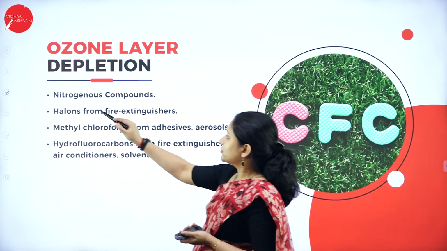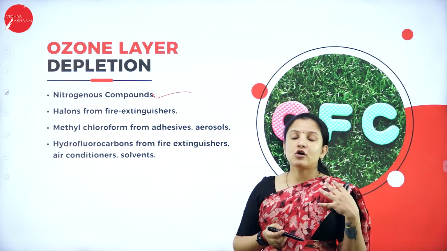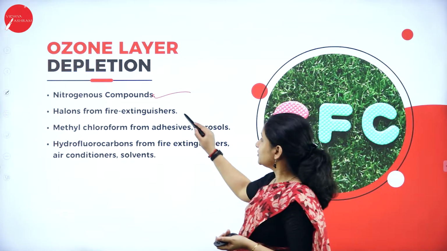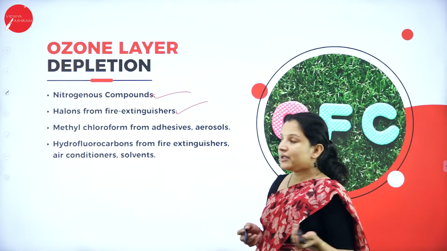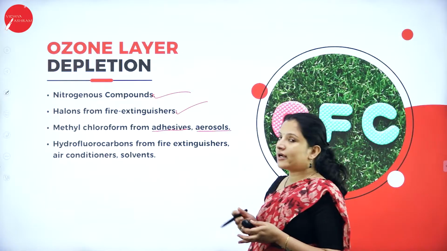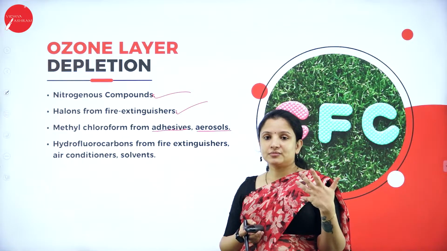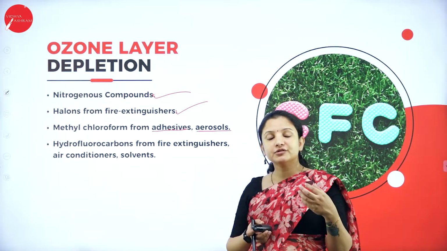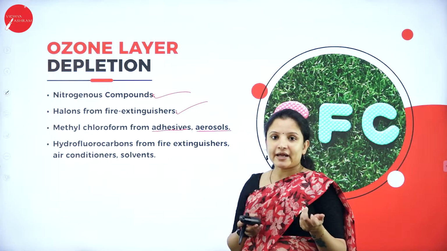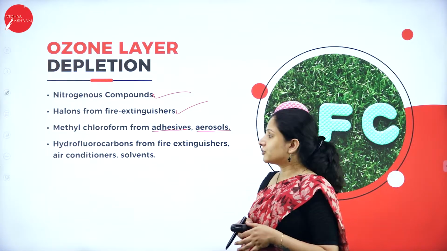And there are some nitrogenous compounds also which can cause ozone depletion, and there are some compounds called halogens which are used in fire extinguishers. These halogens can also cause the depletion of the ozone layer. Then methyl chloroform, which is used in adhesives, aerosol sprays and all that. Even the sprays that we use, the deodorants, those mosquito repellents, all those sprays are also said to contain ozone depleting substances. So here methyl chloroform, which is used in adhesives, that is some of the sticking agents, then aerosol sprays and all that, they also can cause global warming.